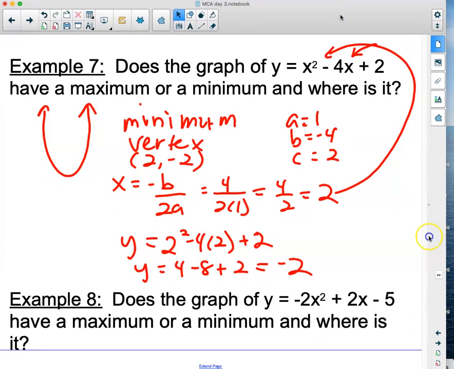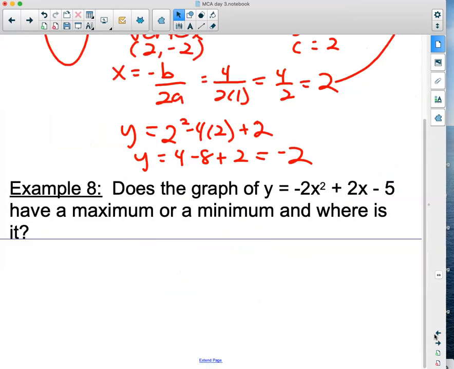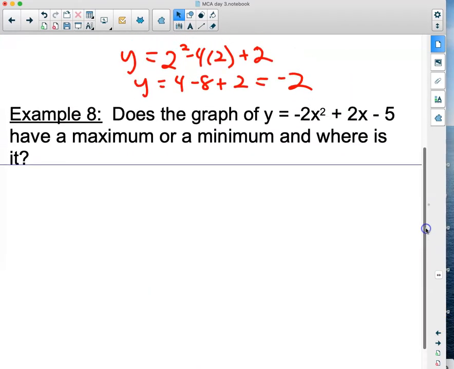All right. Example 8. Does the graph of y equals negative 2x squared plus 2x minus 5 have a maximum or a minimum, and where is it? Well, is this up opening or down opening? Yeah, down this time. It has that negative 2 in the front. Max or min? Max, highest point right up there.